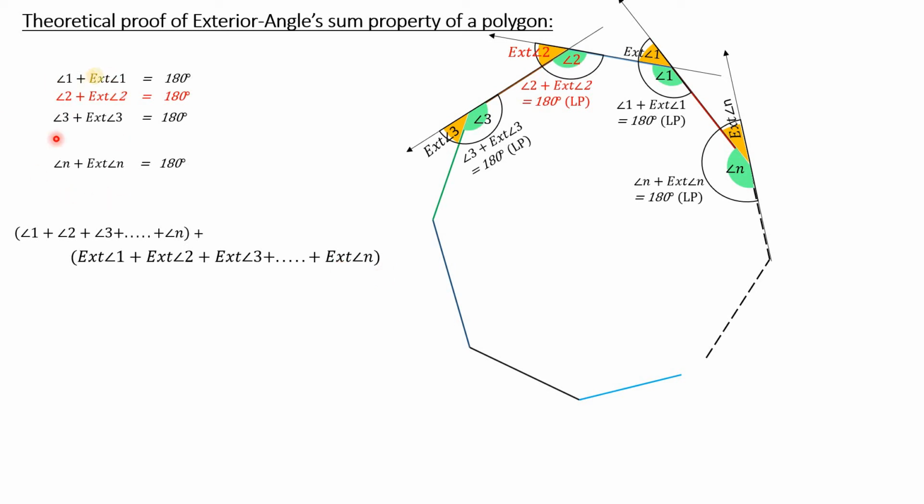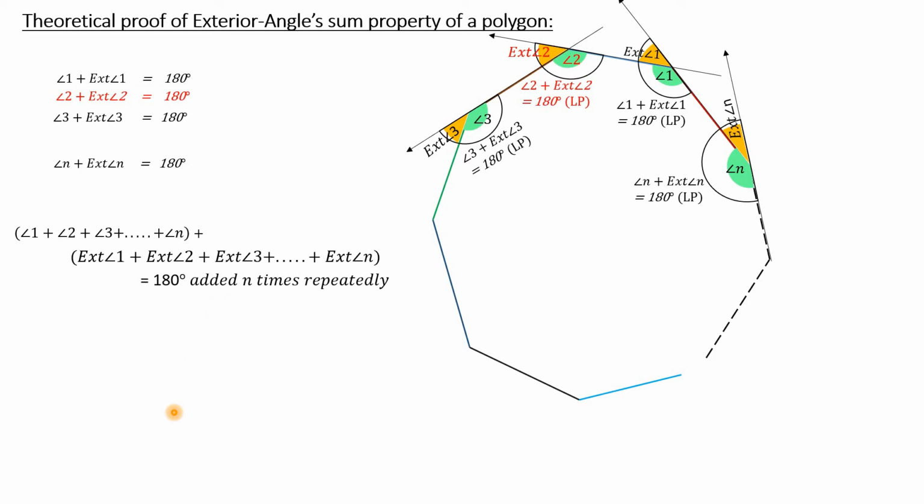So we have added the interior angles and exterior angles separately, which is equal to, when you add the right hand side, there are n 180s. 180 one time, two times, three times, four times, the last number is n times. Therefore 180 added n times repeatedly is the right hand side of it.